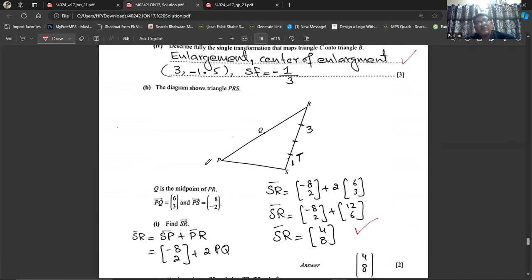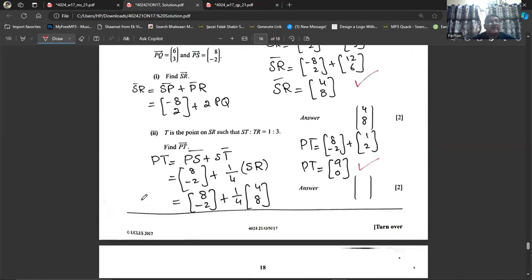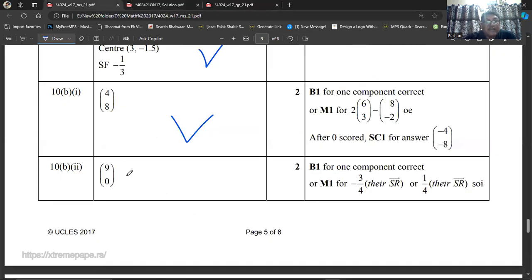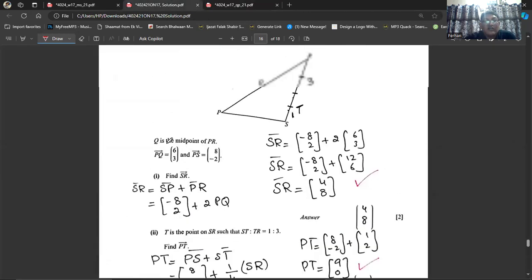So I can make the bypass. PT will go from P to S and from S to T. Going from P to S is (-8, 2) negated, and going from S to T will be 1/4 of SR. So (8, -2) plus 1/4 of (4, 8). This is (4, 8). So when you do this calculation, it will be (9, 0). And when you add them up, PT will be (9, 0). (9, 0) is the right answer, sir. This is how it is done.